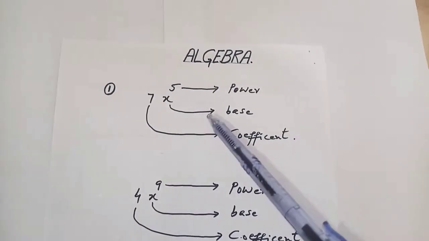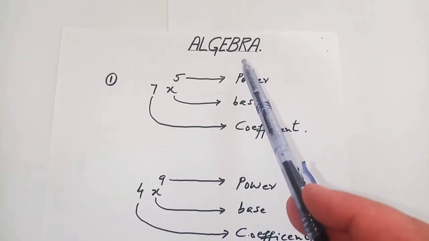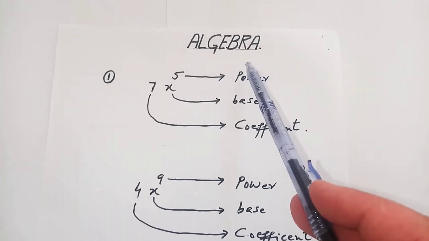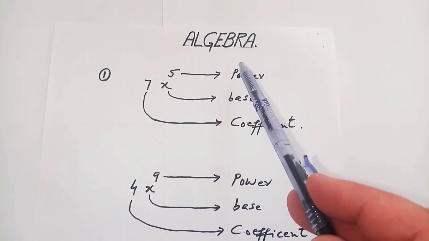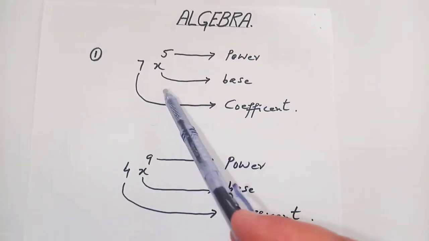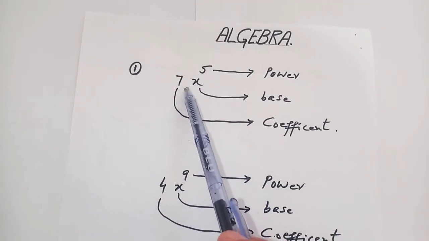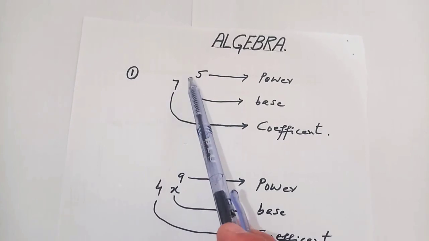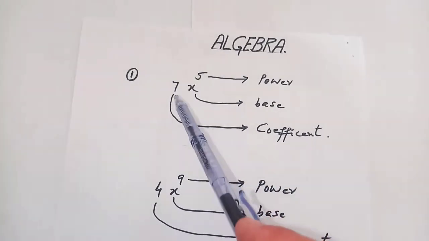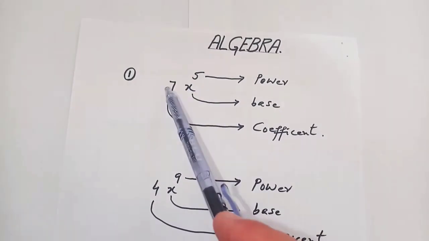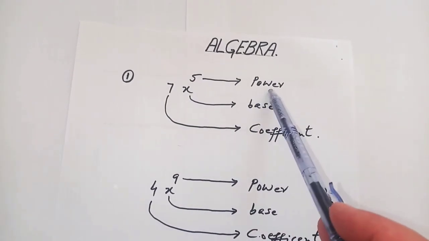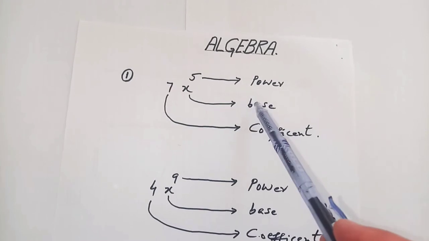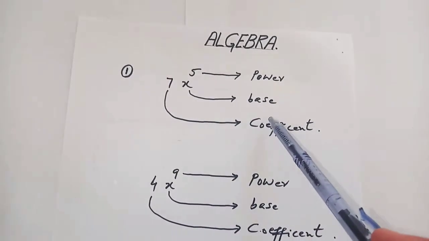So our next topic is algebra. We are going to study different principles of algebra, and these are different principles of mathematics. For example, we have 7x power 5. How do we read it? 7x power 5. Here 7 is the coefficient, x is the base, and 5 is the power. These are different things: power, base, coefficient.